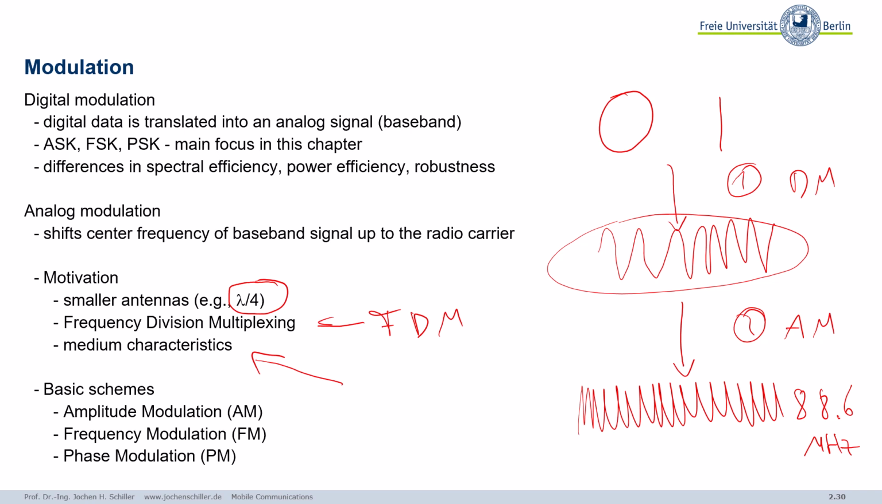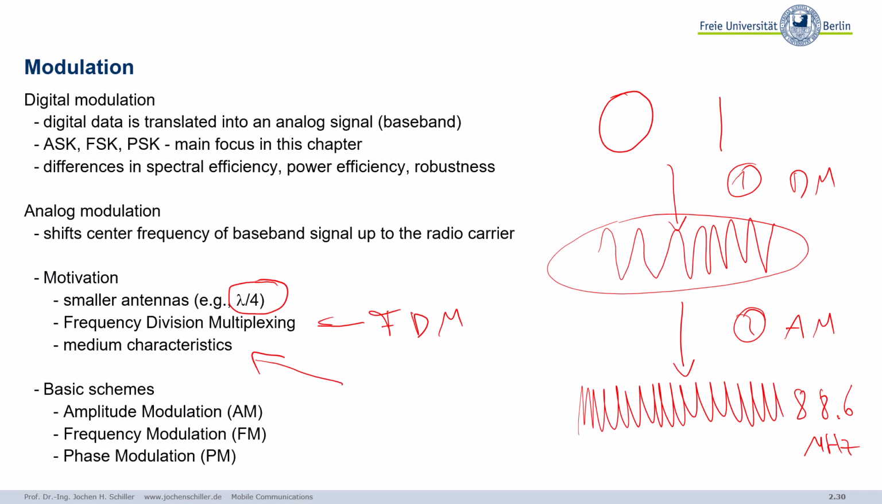There are three basic schemes. We can modulate the amplitude, that means the strength of the signal. We can modulate the frequency and the phase. Amplitude, frequency, phase. Remember the parameters of our sine wave from some sections ago.